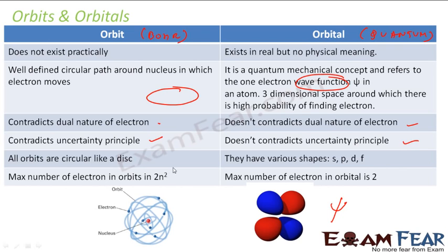The maximum number of electrons in an orbit is 2n square as per the theoretical formula by Bohr, and the maximum number of electrons in an orbital is 2. Please note, the maximum number of electrons in an orbital is 2. For example, in this, there will be at most 2 electrons. One may be here, one may be there, or anywhere. There may be 2 electrons at the max.